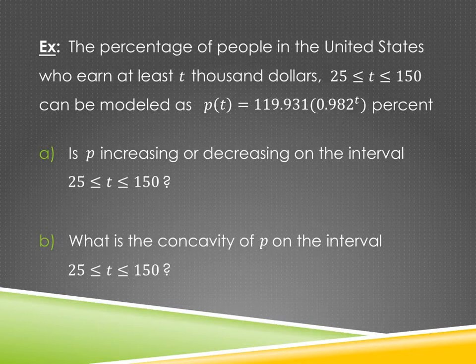It says it can be modeled by P of T equals, they give you an equation, percent. So this equation is going to tell us what the percentage are of the people that make that much money, okay? So it says, is P increasing or decreasing on the interval? And then what is the concavity on the interval? So we need to look at a graph, right? So we're going to grab our calculator and we're going to look at a graph of this particular function.